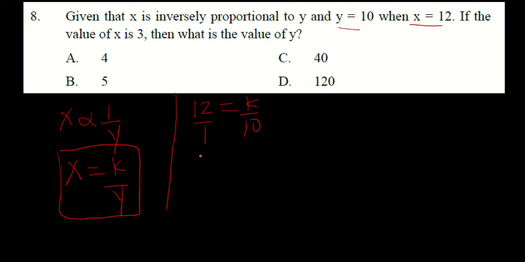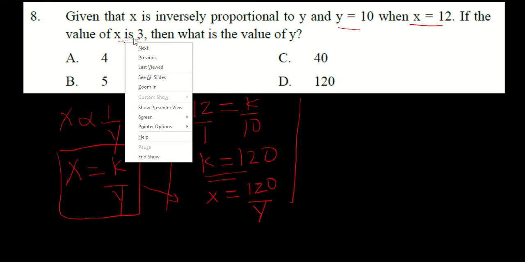Then crisscross. 1 times k will be k, and 12 times 10 will be 120. This is the value of k. Once we have k, we can write this formula as x is equal to 120 over y. But the question continues. The first given condition is just to get the k value. We got it. The second one: if x is 3, what will be the value of y?